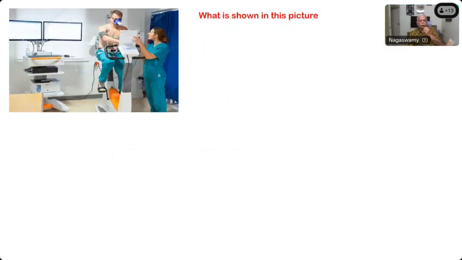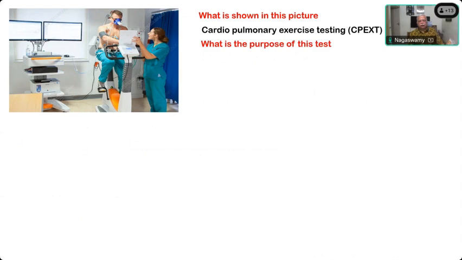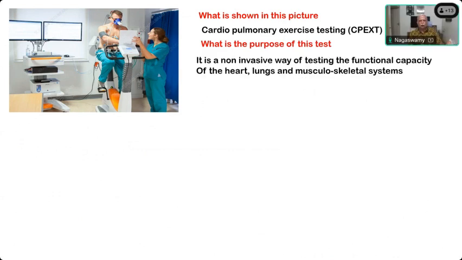What is shown in this picture? Cardiopulmonary exercise testing. Excellent. What is the purpose of this test? To assess the cardiopulmonary reserve. Cardiopulmonary reserve, sir. Okay. It's a non-invasive way of testing the functional ability of the heart, lung, and musculoskeletal system. Not only the heart and lung, it is also affecting the muscle strength.